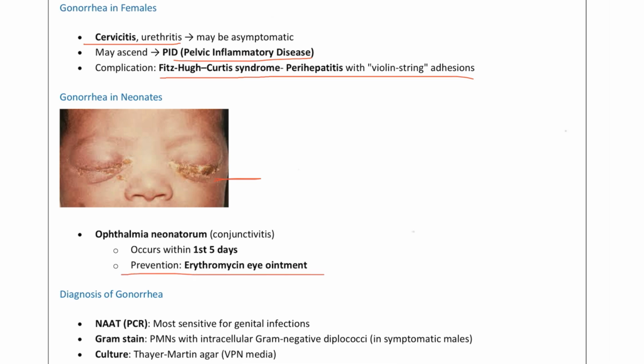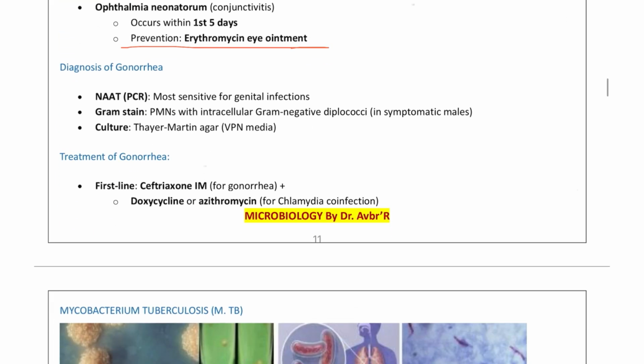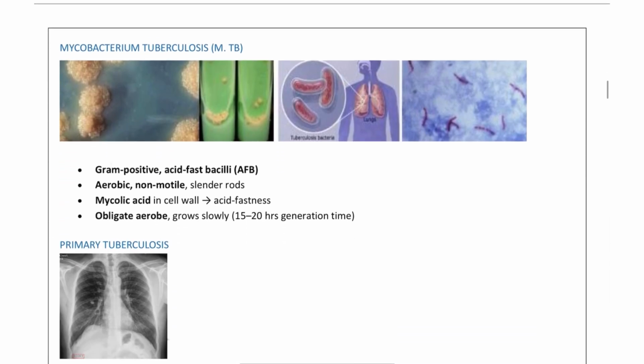And how can we prevent it? Using erythromycin eye ointment within 1 hour of birth. Next, the tests we can do are NAAT PCR, or gram stain and culture can be done for this patient. Again, ceftriaxone is the drug of choice for this patient.